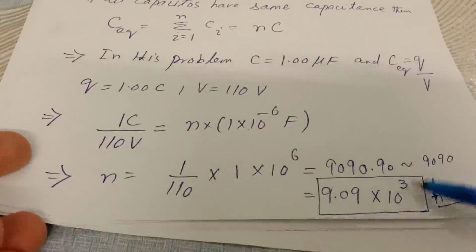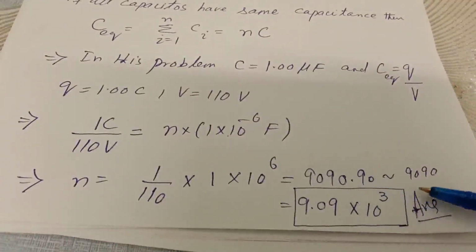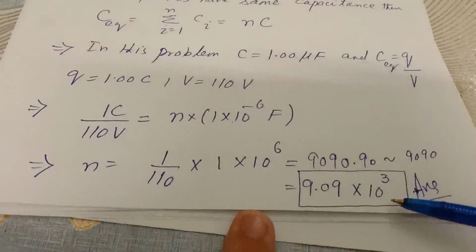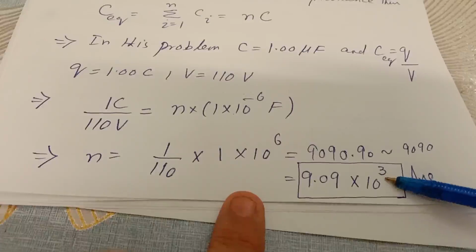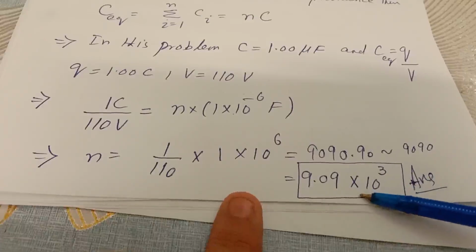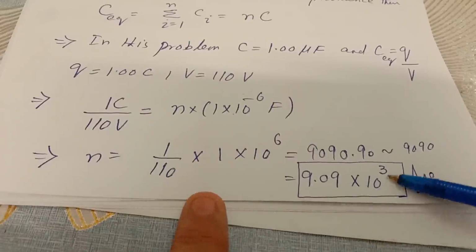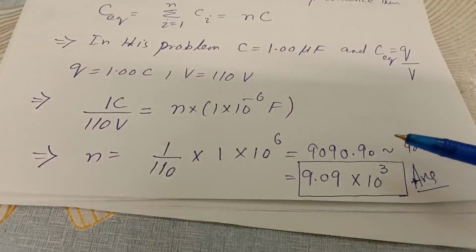When we solve it, it comes out to be 9090.90, and we can round it off to 9090, or in scientific notation we can write it like 9.09 into 10 to the power 3. So this is the answer to the problem. We need 9.09 into 10 to the power 3, or 9090 capacitors, each of capacitance 1 microfarad, to store a charge of 1 coulomb by giving a potential difference of 110 volt.